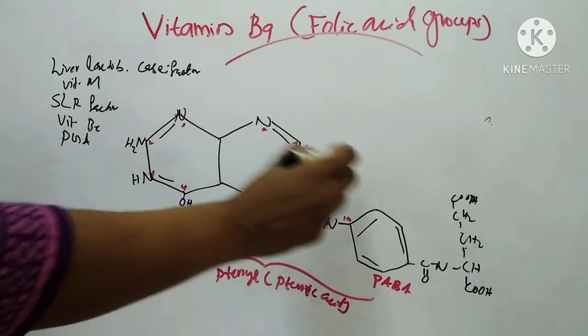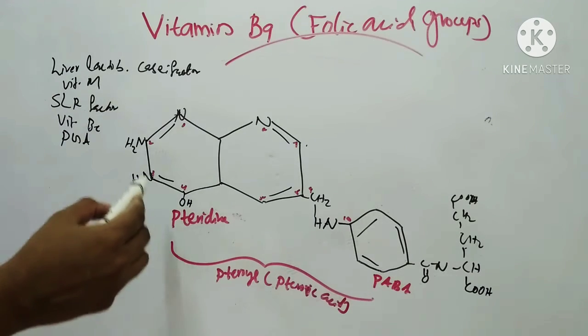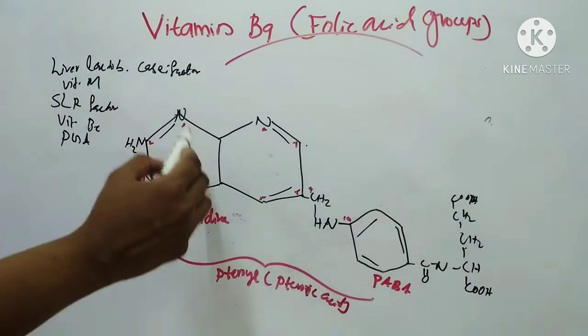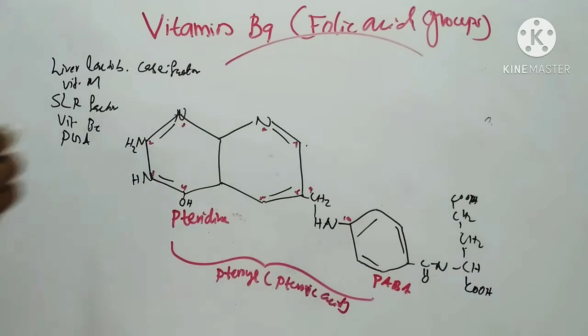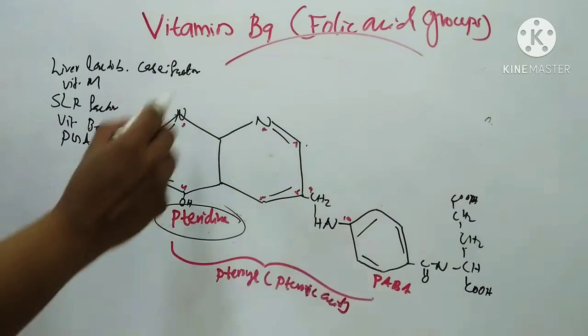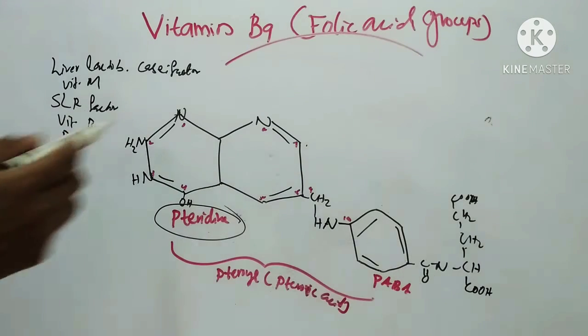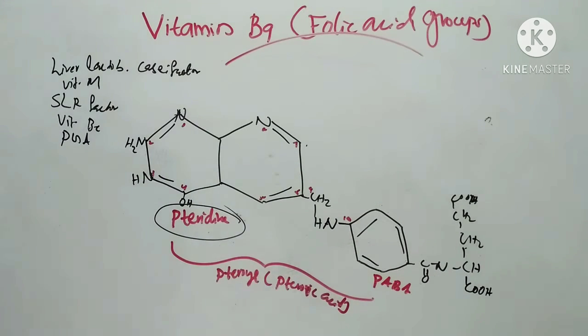This is the structure of vitamin B9. It contains a pteridine nucleus, a pyrimidine and a pyrazine ring, that is the pteridine nucleus. Then it contains PABA, that is para-aminobenzoic acid, in its structure. These together form pteroyl or pteroic acid.